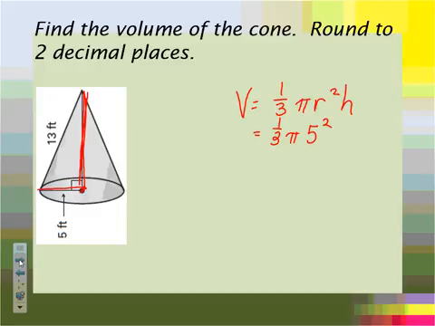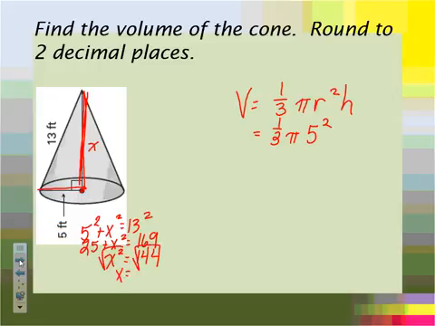So we don't actually have a height number. We're going to need to figure that out. To figure out this height number right here, perhaps Pythagorean theorem would be a good choice. We do 5 squared plus x squared equals 13 squared. 5 squared is 25. 13 squared is 169. Subtract, x squared equals 144. Square root, x is 12. So that tells me the height of my cone, that straight up and down height, is 12.